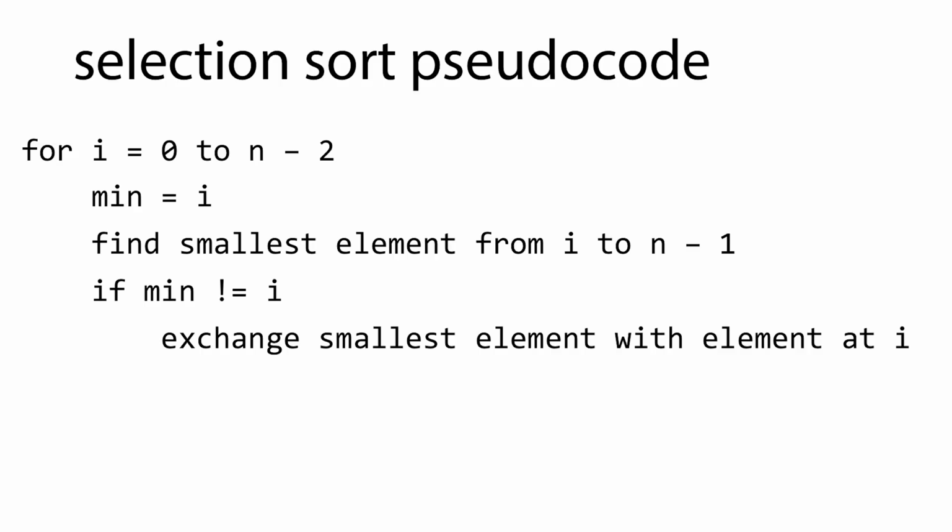Now, by incrementing I every time, essentially what we do is we make sure that in order from the beginning all the way to the end, we find the minimum value of the array. And that way, we have an array sorted in incremental order. We've finished talking about selection sort, so let's talk about bubble sort.